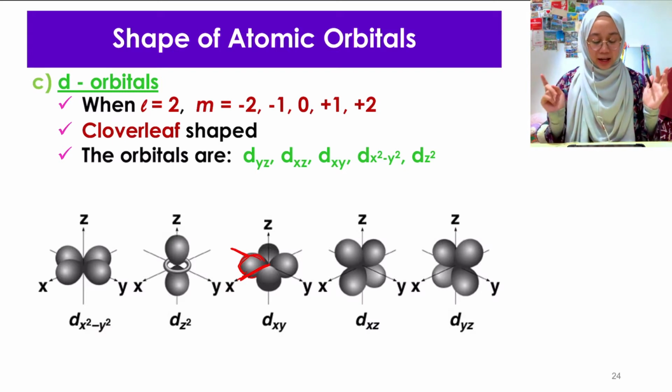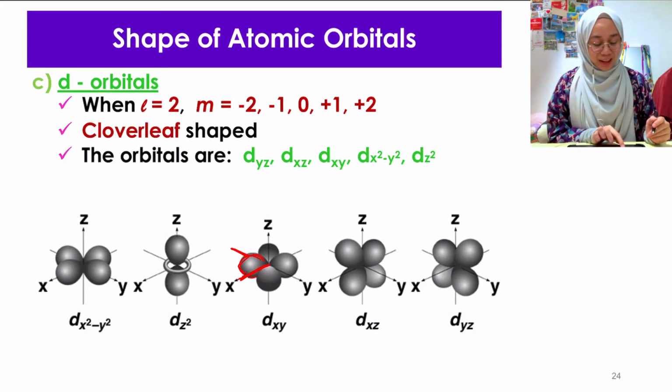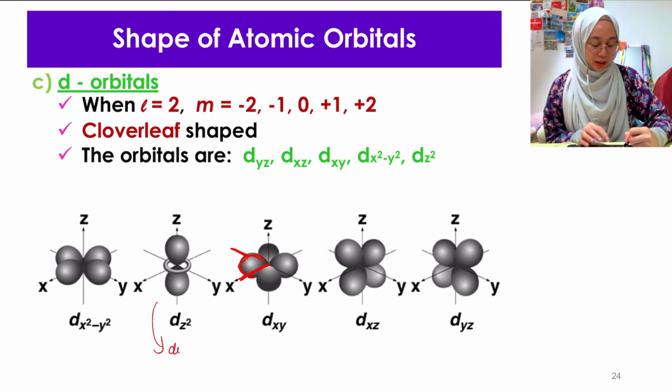Okay, but as you can see, kebanyakannya semua adalah clover leaf, tapi ada satu je yang berbeza kan. Okay, so only for the z squared is a bit different. Yang ni Miss panggil dumbbell and donut lah sebenarnya.